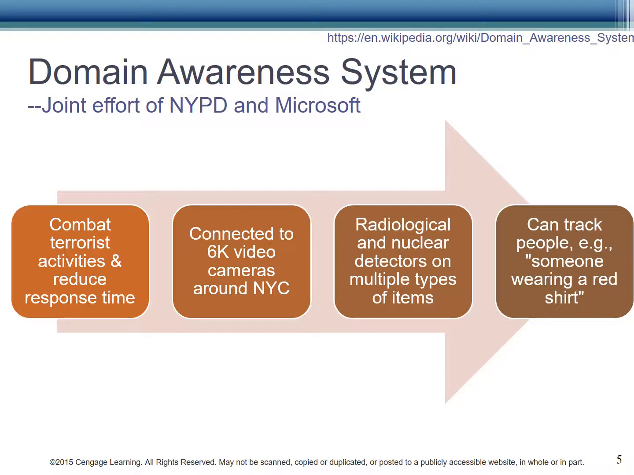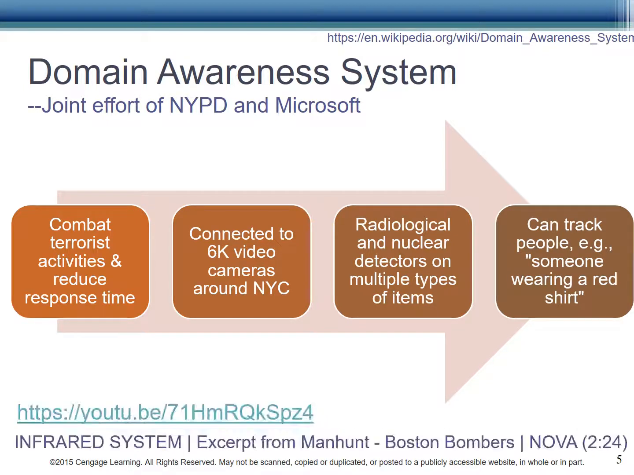In the case of the Boston Marathon bombers, the infrared system that is part of the Domain Awareness Project helped to find the suspect. Take a look at this short Nova video to see how the system worked when tracking the suspect in that case. It's pretty interesting.